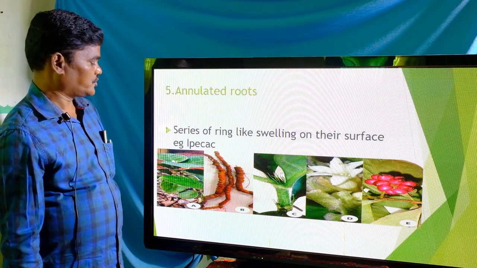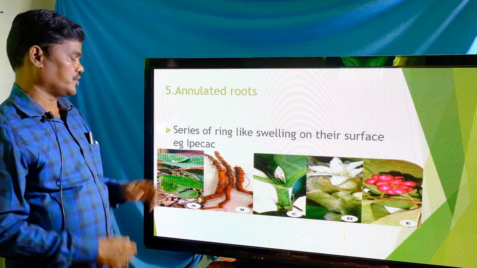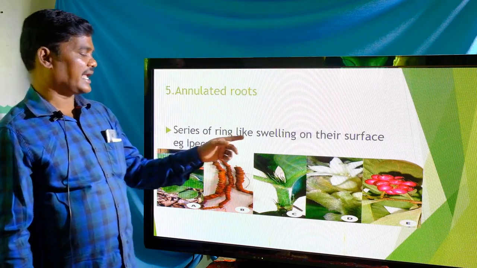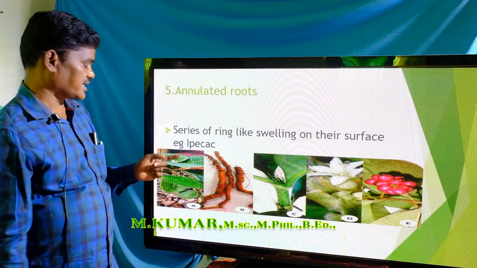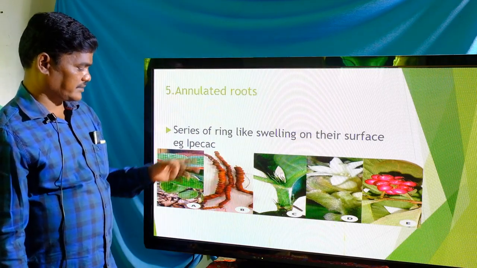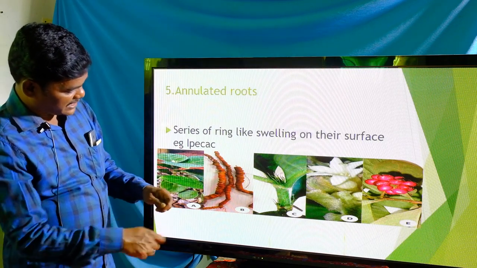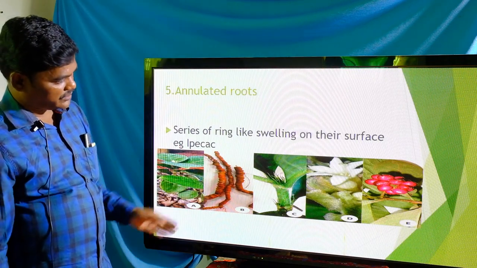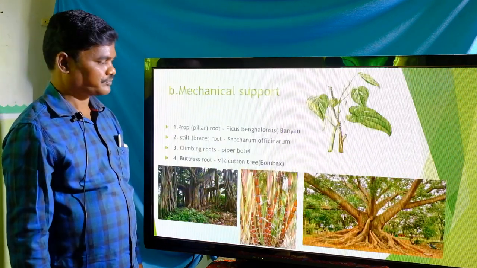Annulated root. Annulated means a spring-like root. A series of ring-like swellings on their surface. Example, ipecac. See that root, a spring-like structure is there. So it is a very important root modification.